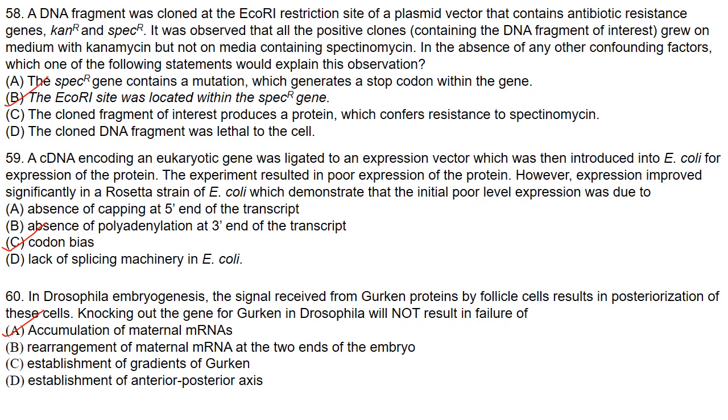So there is a vector which has got antibiotic resistance, kanamycin and spectinomycin. Now you have cloned it at the EcoR1 site of the plasmid vector that contained this antibiotic resistance gene. And it was observed that positive clones, meaning those which contain the DNA of interest, grew on medium with kanamycin but not on medium containing spectinomycin. So what explanation would you give for this?